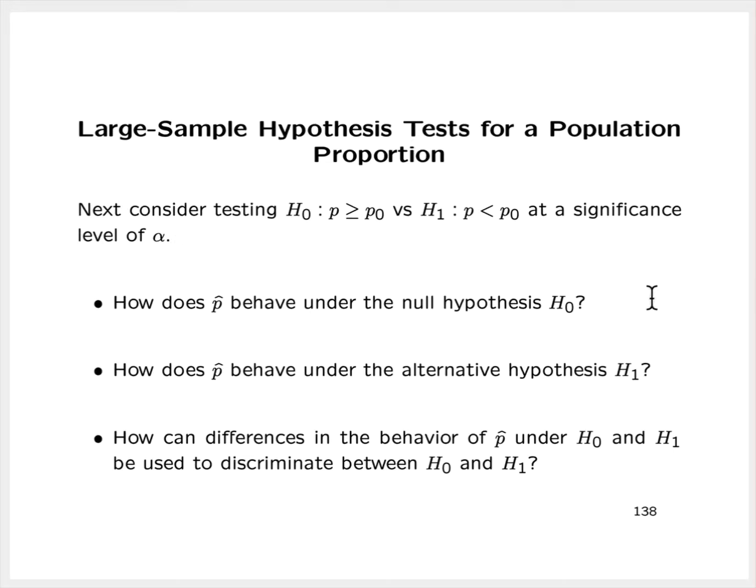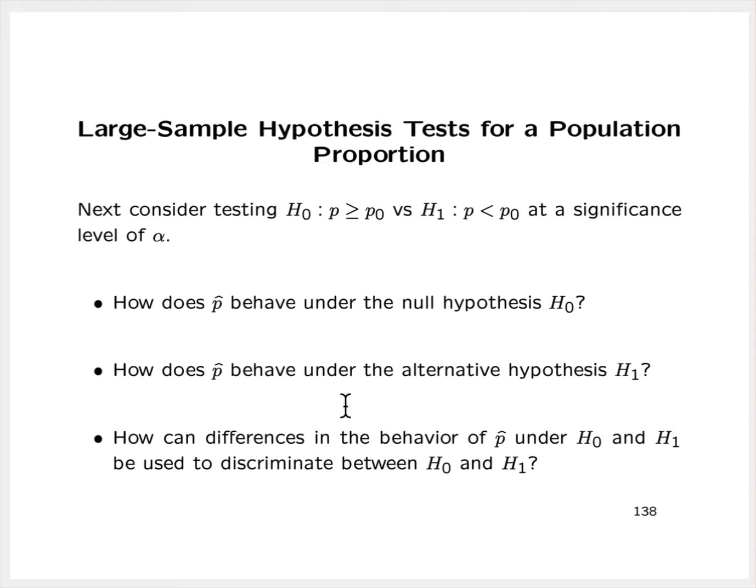And so again, we ask ourselves the questions. How does p hat behave under the conditions of the null hypothesis? How does p hat behave under the conditions of the alternative? What values of p hat would we expect to see if the null hypothesis were true? And what values of p hat would we expect to see if the alternative hypothesis were true?